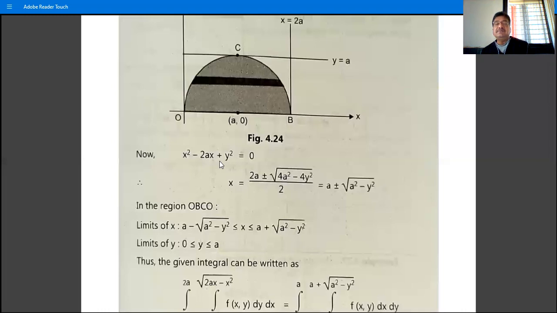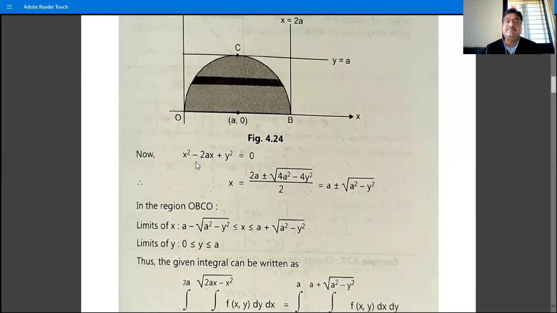So what is the equation of a circle? Actually, the equation of a circle in standard form is what? x square plus y square is equal to r square. And in general form, the equation of a circle is x square plus y square plus 2gx plus 2fy plus c is equal to 0. And its center is (minus g, minus f).